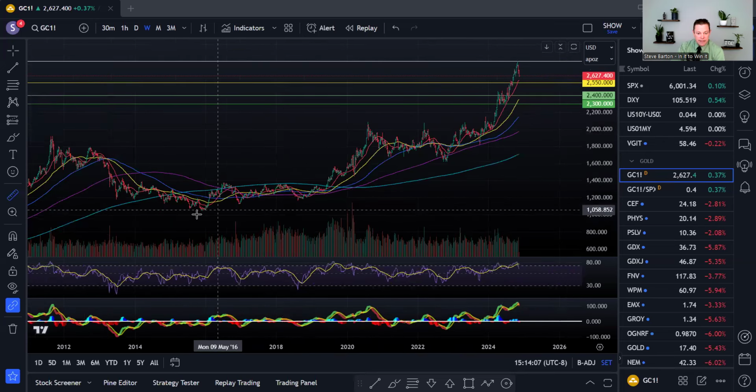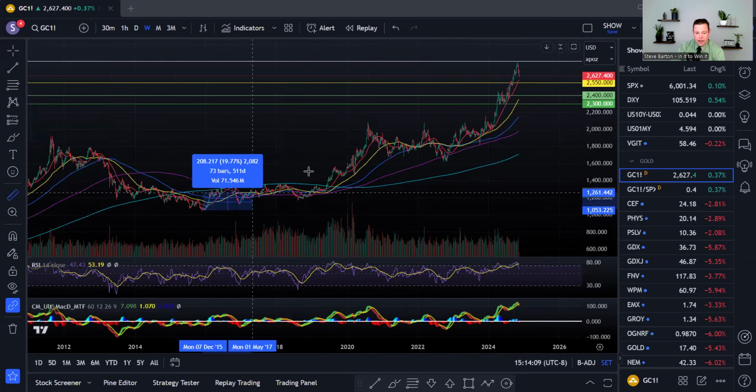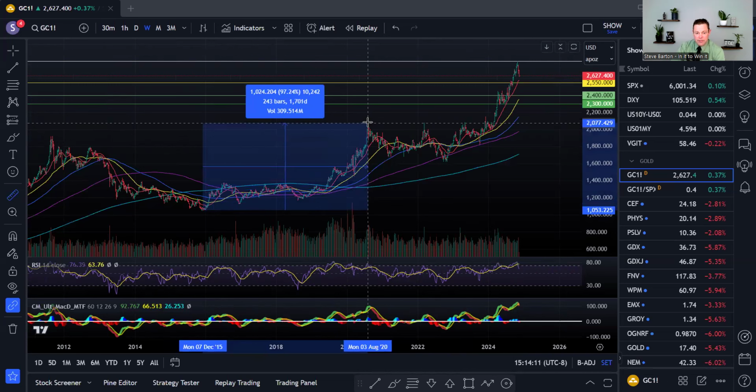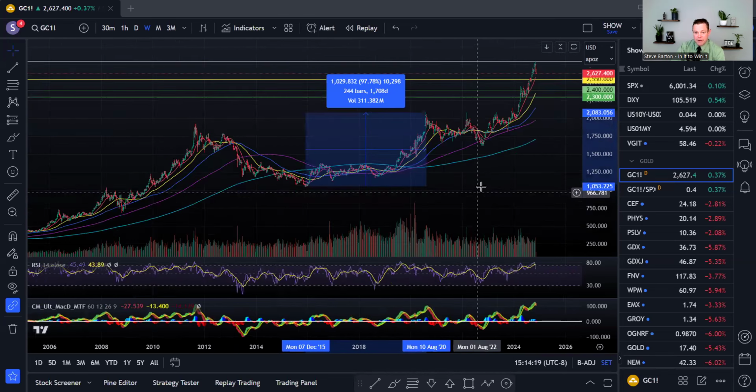But if we take this and we take the bottom of the cup and we take the measured upside target to the right of the cup, we can see that it's about $1,000. We've got $1,029. We'll call it 1,000 to make it even.